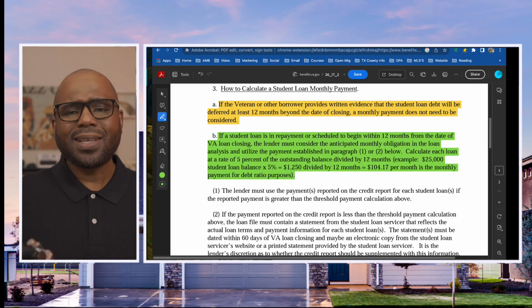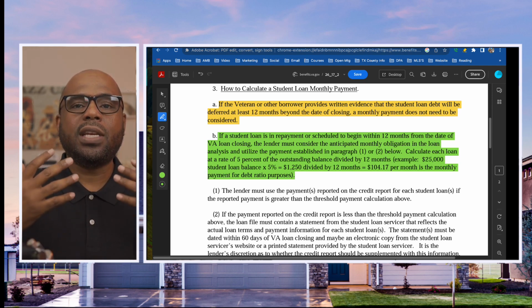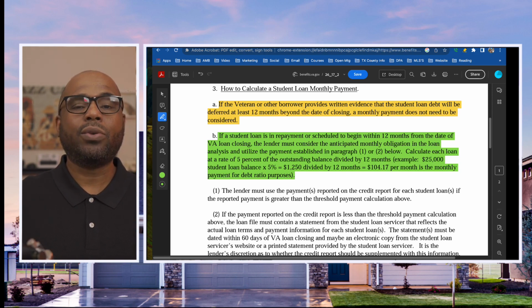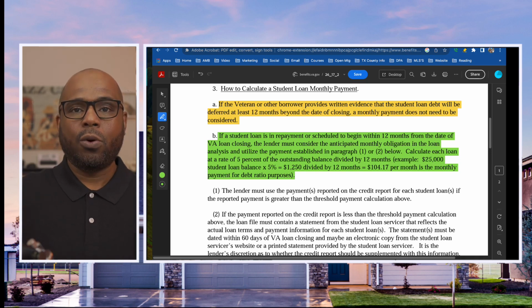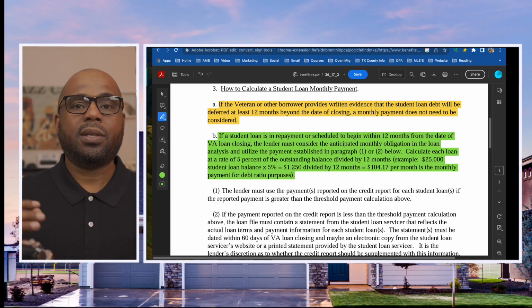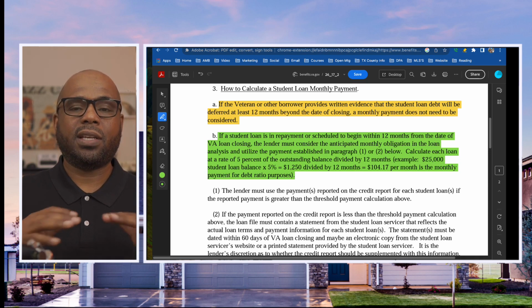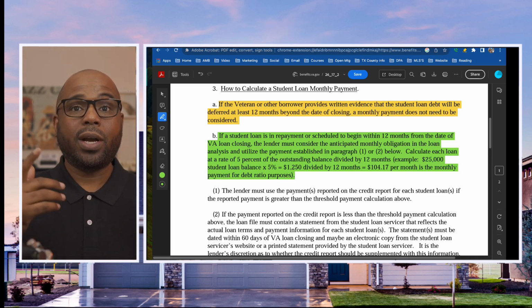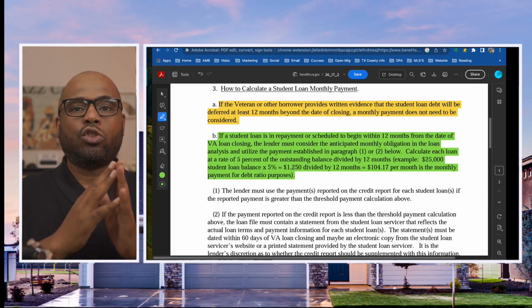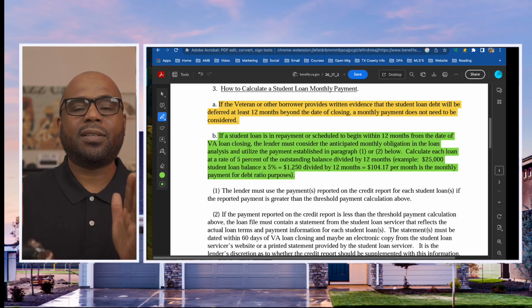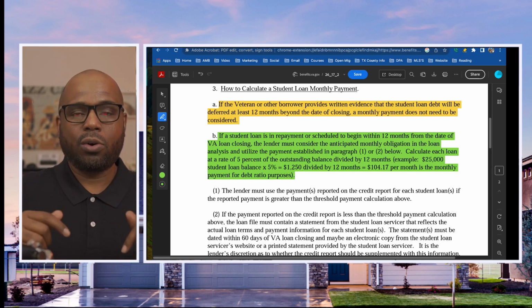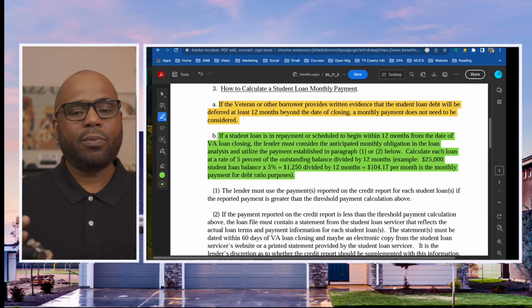Now, again, common sense will let us know that you don't need to be qualifying for anything that you can't make the payment on. But in light of inflation and things going up, we're doing all that we can do to help mitigate the cost of getting into a home. So again, with VA, 12 months. If your payment for your student loans is going to start 12 months from the day that you close, they'll be deferred, then we don't have to use that.